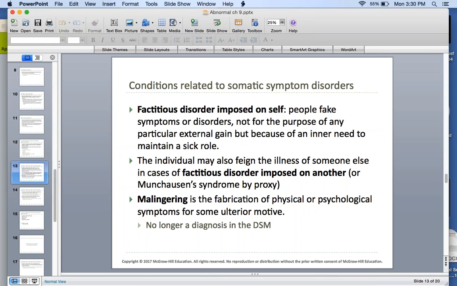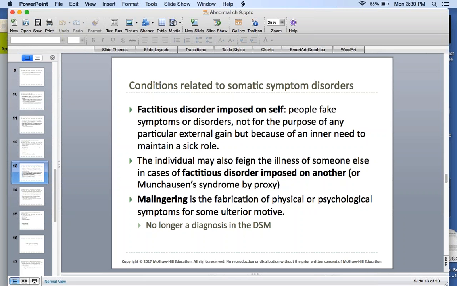The next disorder is more disturbing, and that is fictitious disorder imposed on another. This has often been called Munchausen's, and that's what you've probably heard of before. Munchausen syndrome has been referenced in certain songs and things like that, but it was called Munchausen syndrome by proxy, meaning by someone else. We now call it fictitious disorder imposed on another. And that is that an individual feigns an illness on someone else.